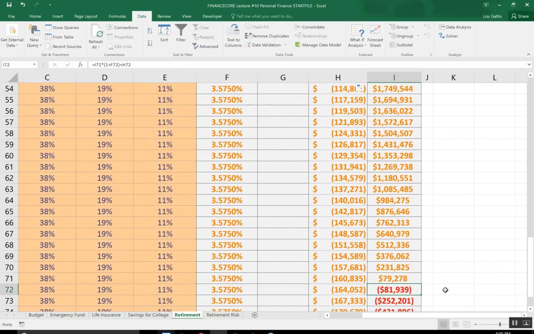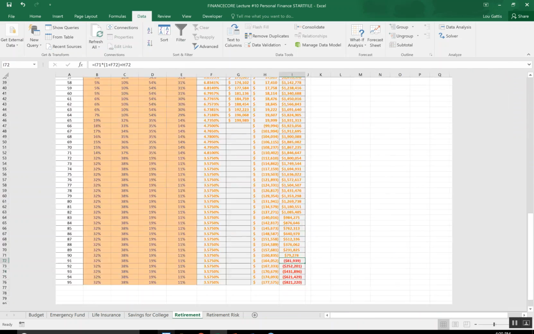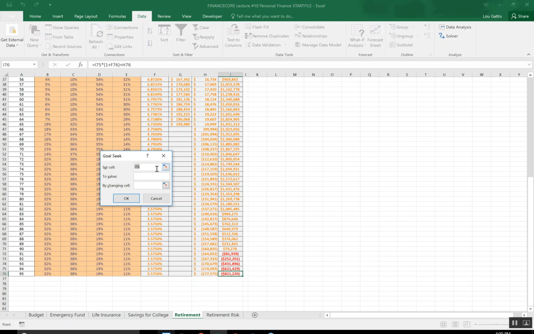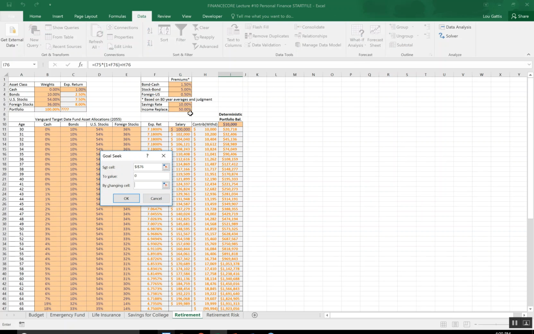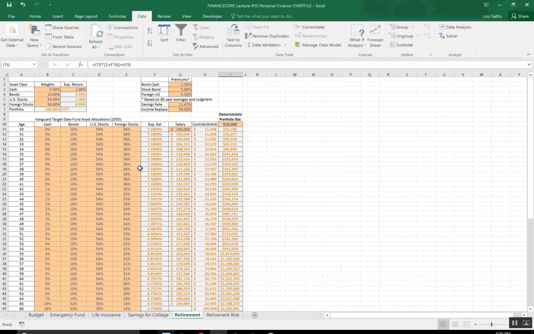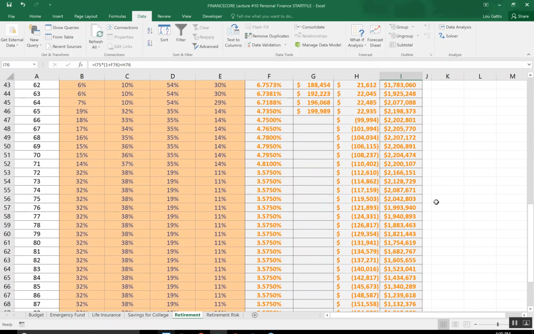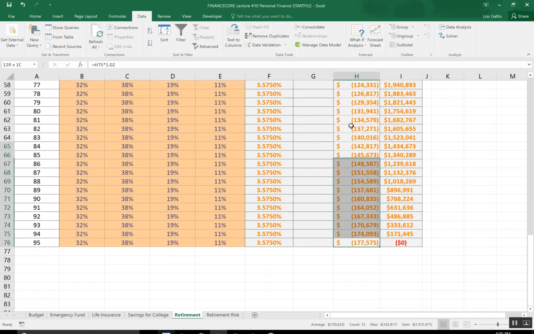So that's pretty good. If we want to have enough money to last till 95, we could do a goal seek. Just set this data, what if, goal seek. I'll set that portfolio balance to 0 by changing the savings rate. And it looks like if Jordan saves about 11.5% of her salary, she'll have just enough money to make these payments.